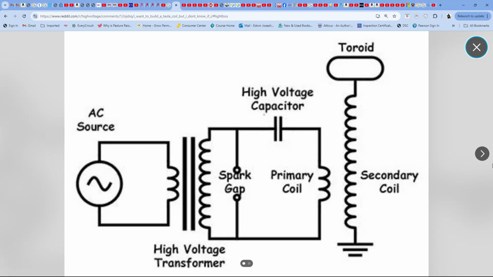I was requested a while back, just a couple weeks ago, to do a video on the Tesla coil. So I figured I would. So here's a video on the Tesla coil.